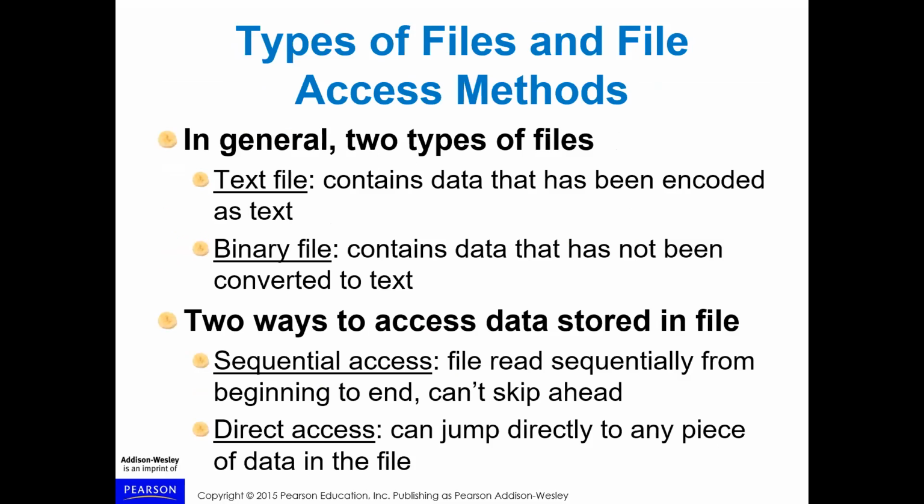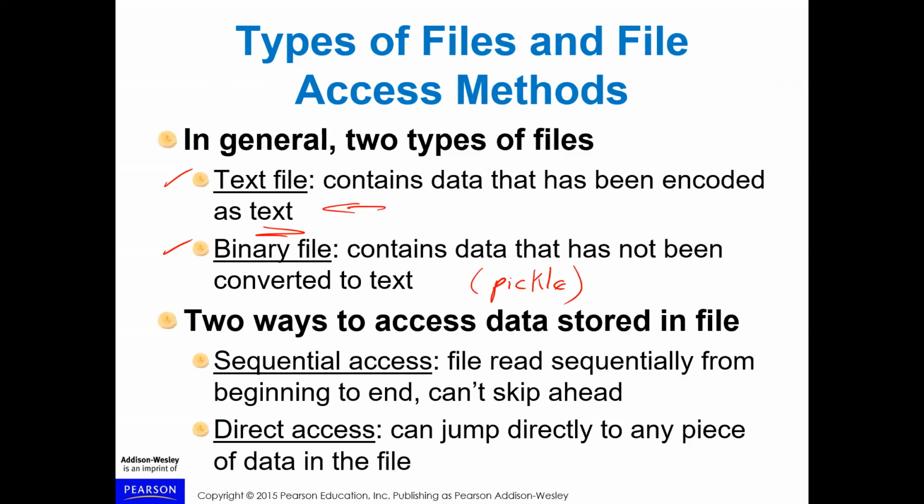So in general, there are 2 types of files, and I think I said that. There's text files, and then there's binary files. A text file contains data that has been encoded as text. Okay, just basically a string. We are going to focus our time on this one. A binary file contains data that has not been converted to text. So this, you know, I think the pickle module in Python is an example of that.